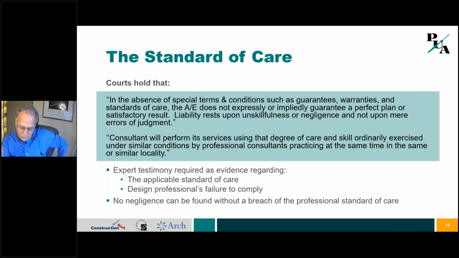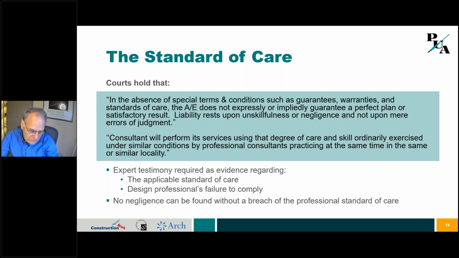Next. So the real key is the standard of care. What we want to say is that the standard of care is going to be this generally accepted standard of care that's used in the industry on projects similar to ours, same circumstances, same time, same place. And so what the courts hold is that in the absence of a special term and condition like a guarantee or warranty, the AE doesn't expressly imply a guarantee or a perfect plan. Liability rests on unskillfulness or negligence and not mere errors of judgment. And this is really important to understand.